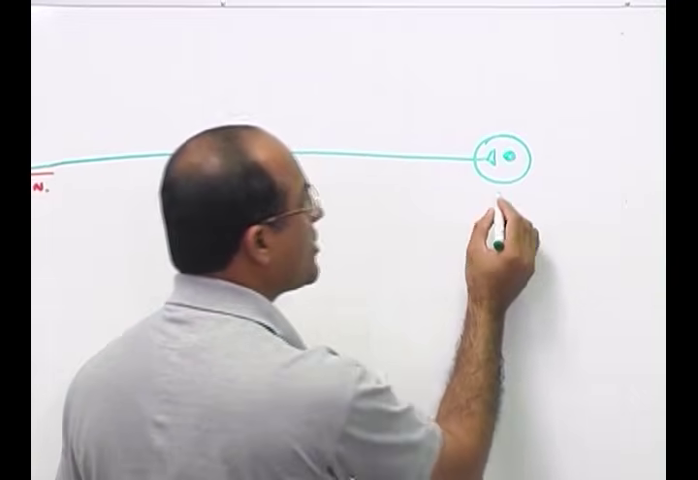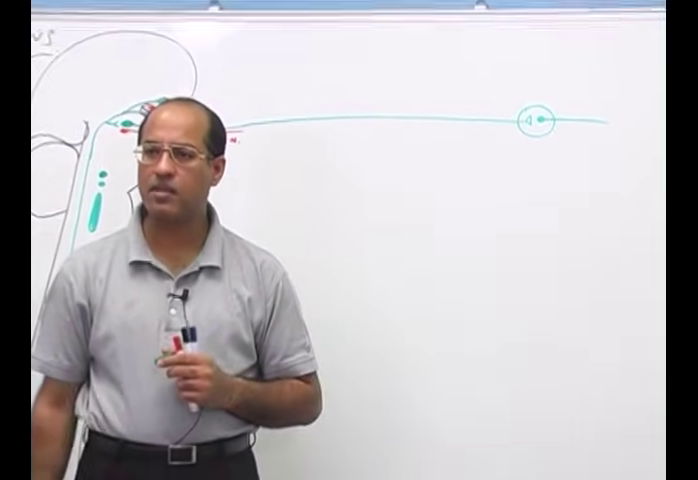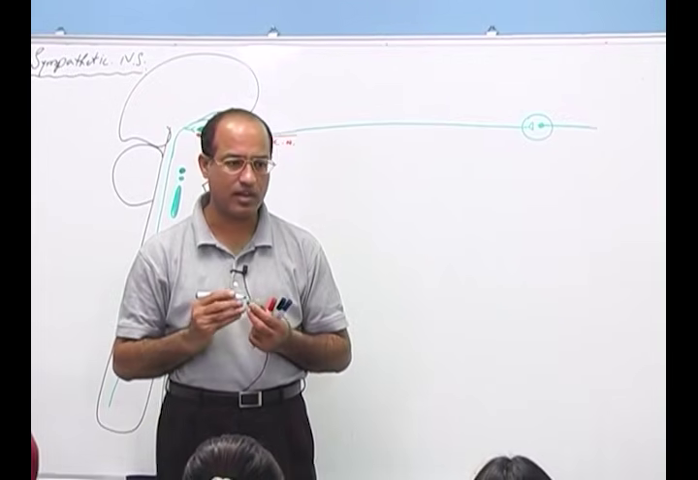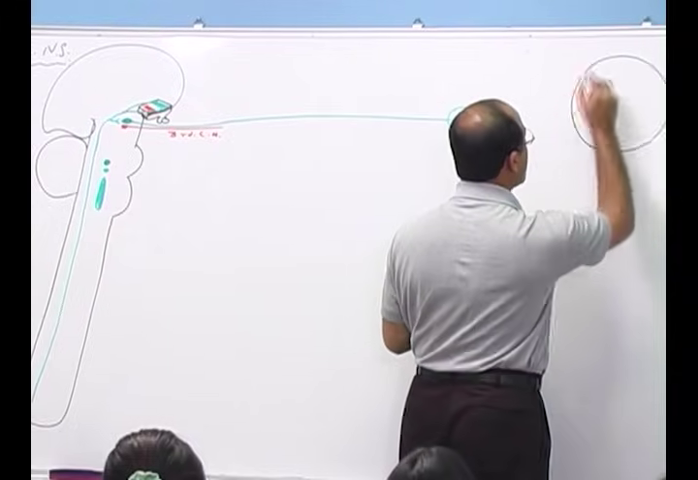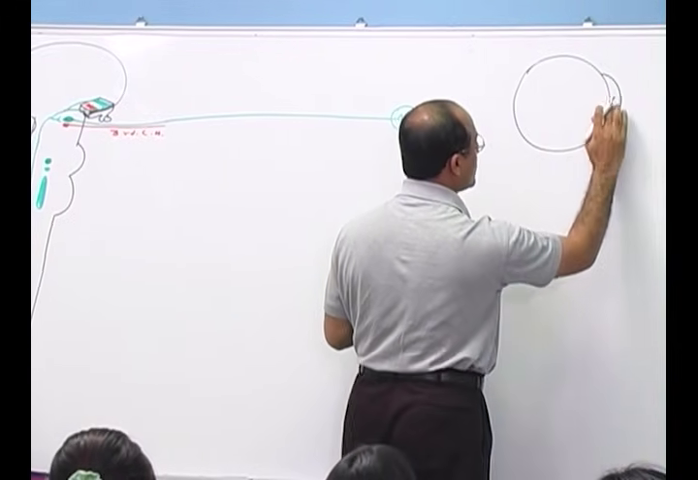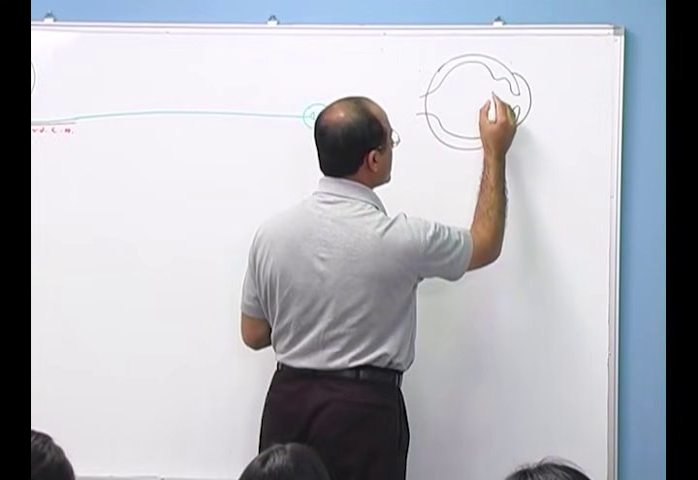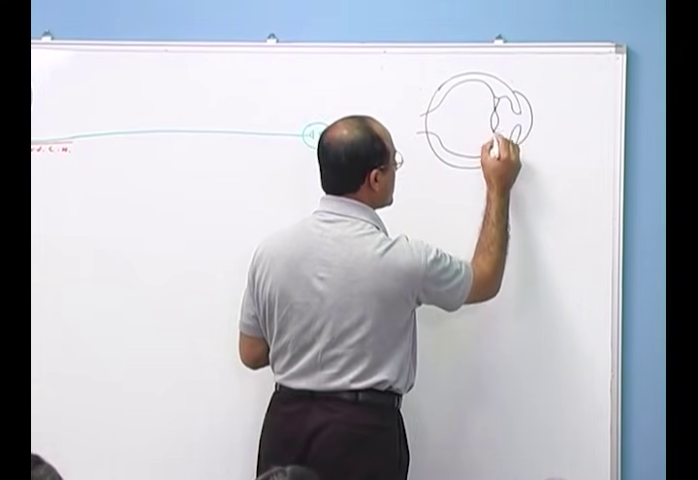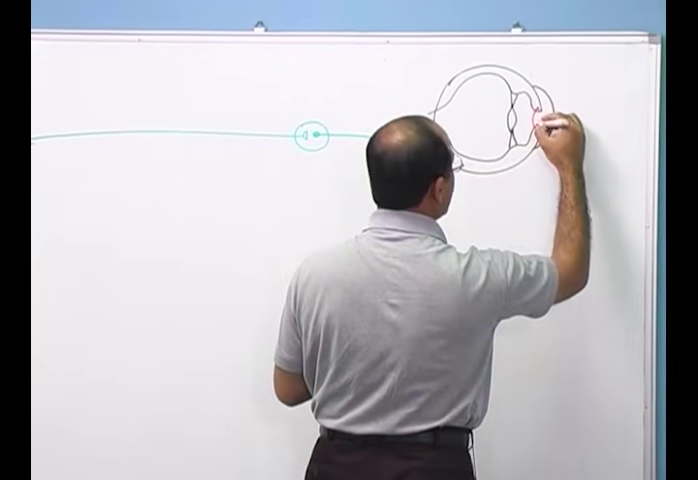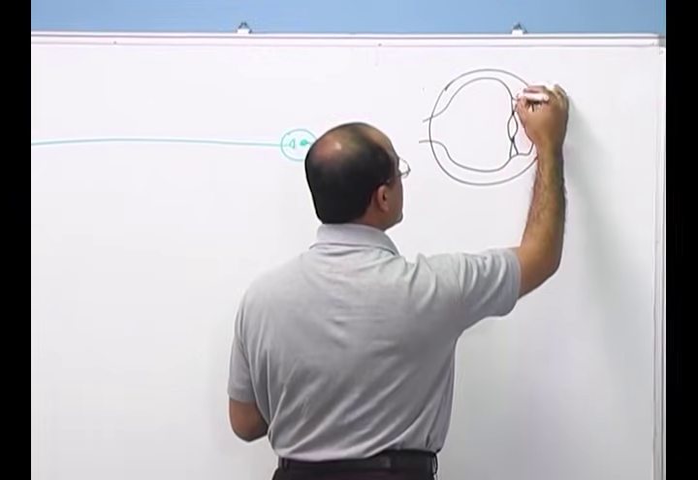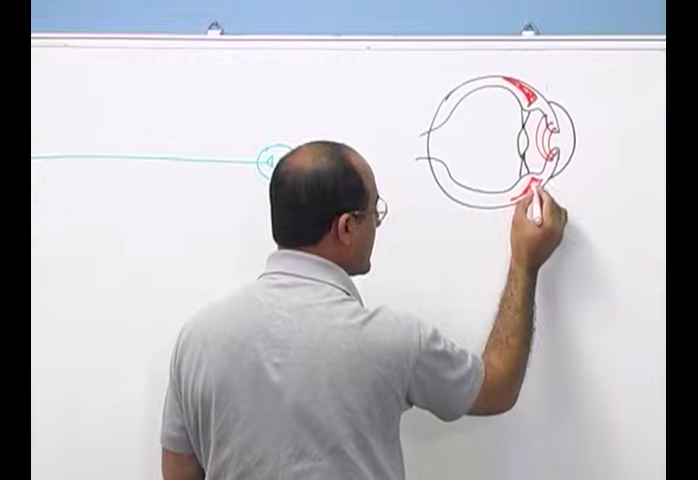Ciliary ganglion. And from the ciliary ganglion, there will be postganglionic parasympathetic fibers which will come out as the short ciliary nerve. If I really draw your eyeball over here, then here is the constrictor pupillae muscle, and here is which muscle? Ciliaris. This is also here, ciliaris.